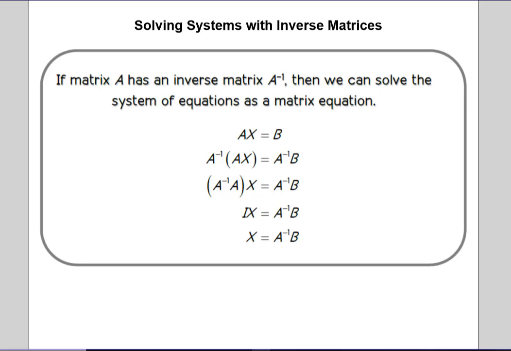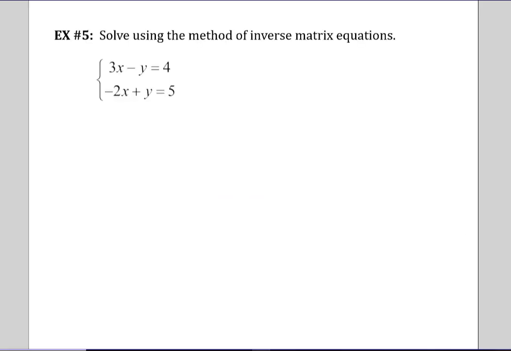And here's the property. If we want to solve a system using inverse matrices, this is the procedure for using a matrix equation, where we have a matrix A times a variable matrix, and that's going to give me matrix B. And if we multiply both sides by the inverse of A, then A times its inverse is equal to identity, and then we'll know the variable matrix. So that's our process. We want to give that a try here.